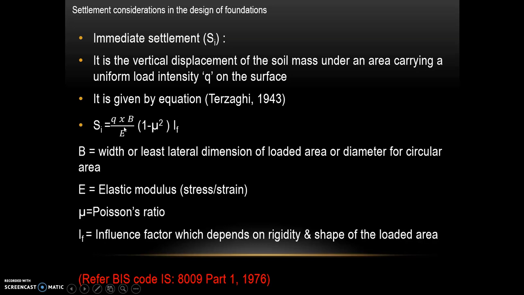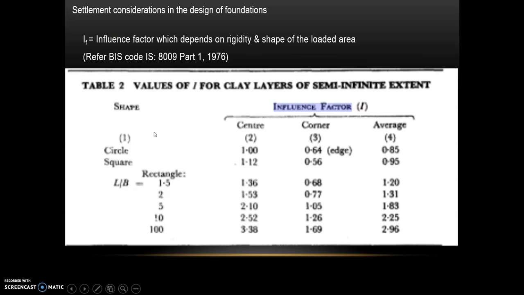E is the elastic modulus, which is nothing but a ratio of stress to strain. Mu is Poisson's ratio, and IF is the influence factor which depends on rigidity and shape of the loaded area. We need to refer to IS code 8009 part 1, 1976 to get the value of IF. Here in this tabular column, we can see the values of IF mentioned for different shapes of footing.